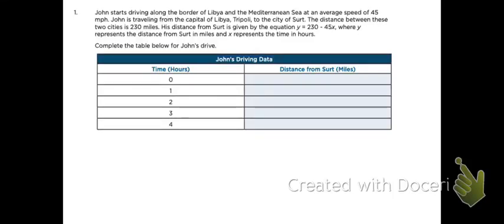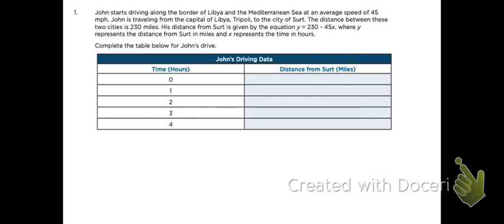Here I'm going to talk through the first part of this multi-step question, this application question, this word problem on equations and functions. So they all deal with this scenario where you are traveling along the border between Libya and the Mediterranean Sea. It's telling us the speed is 45 miles per hour. He's traveling from Libya to the city of Sirte, and the distance between those two cities is 230 miles.